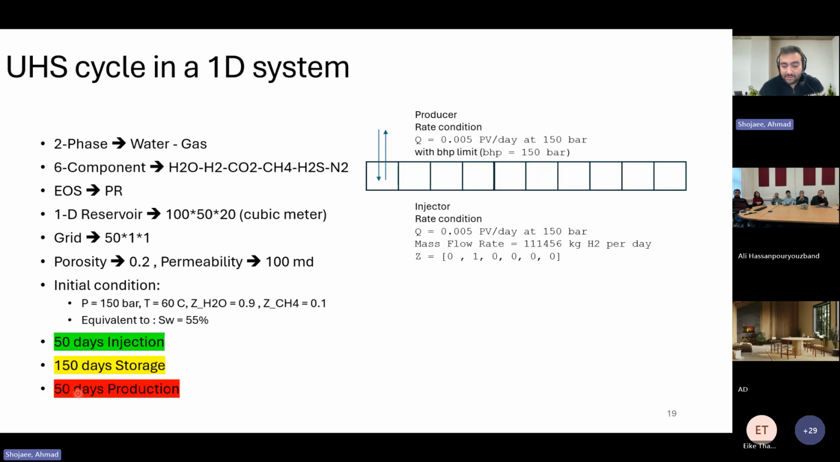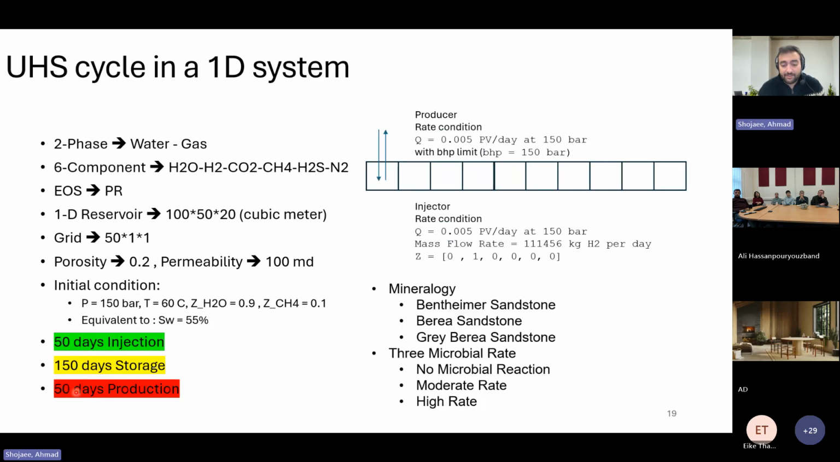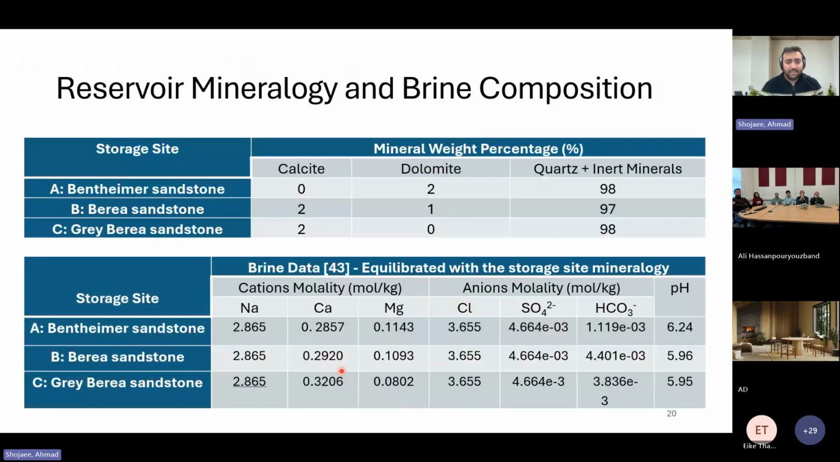That is the injection scenario. In 3 mineralogies, we took the mineralogical data from the literature: Bentheimer sandstone, Berea sandstone, and gray Berea sandstone. And in 3 microbial conditions: a no microbial condition, a moderate rate, and a high rate. This table shows the initial condition for mineralogy and brine composition.